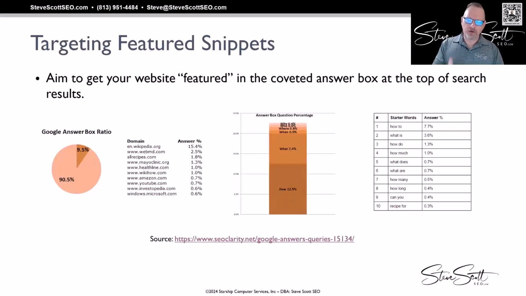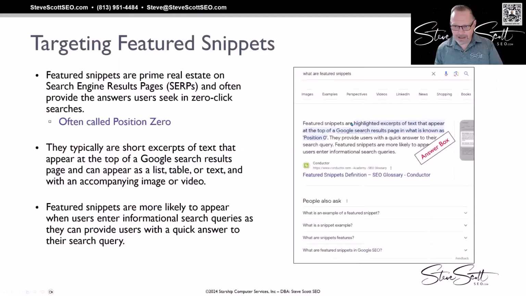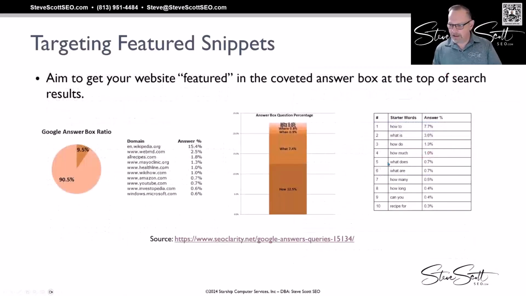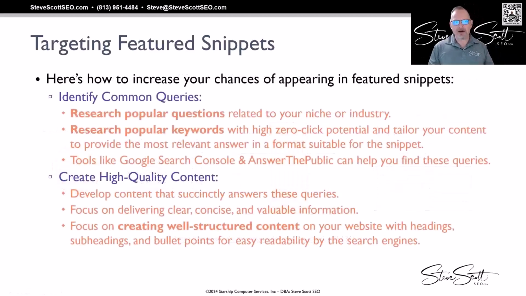But this is important to understand because those answers that you see at the top, like we saw in the previous slide right here, this is an answer to what are featured snippets, right? There's my answer. And then again here, what are is 0.7% of those answer boxes. So super important. Now, here's how to increase your chances of appearing in those featured snippets. So first thing is you have to identify the common queries, right? You need to research popular questions that are related to your niche or your industry.